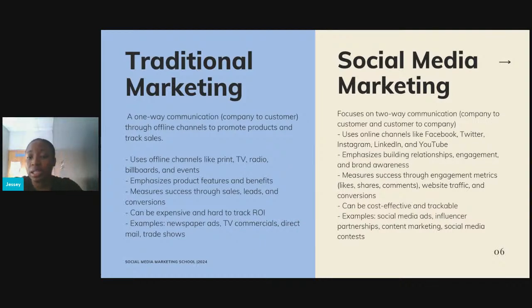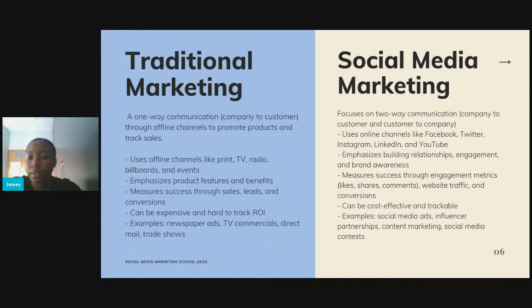Social media marketing measures success through engagement metrics like likes, shares, comments, website traffic and conversion. So how we know that we are doing well with our marketing on social media is if I'm getting people to interact or engage with my post. And how do I know they are actually engaging with my post? If they like it, if they share the post, if they comment on the post, then I know that okay, this is doing well with my target audience, right?